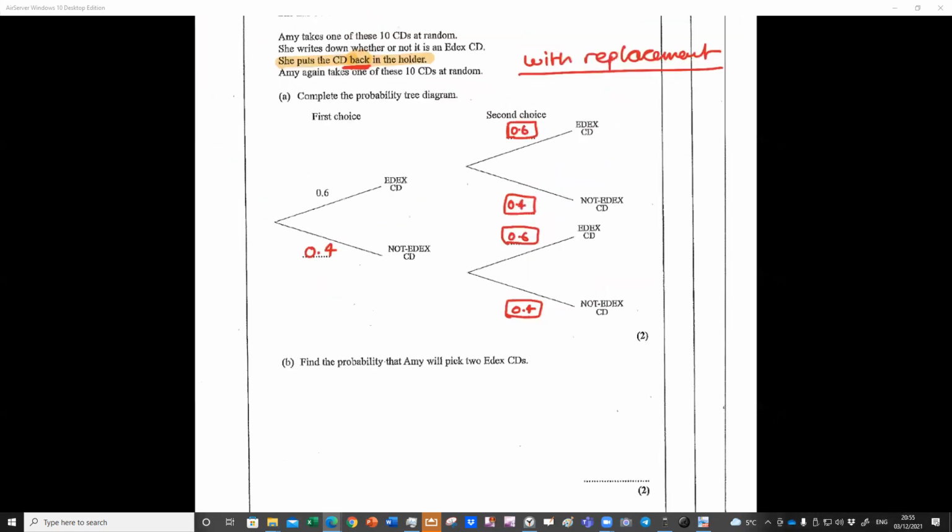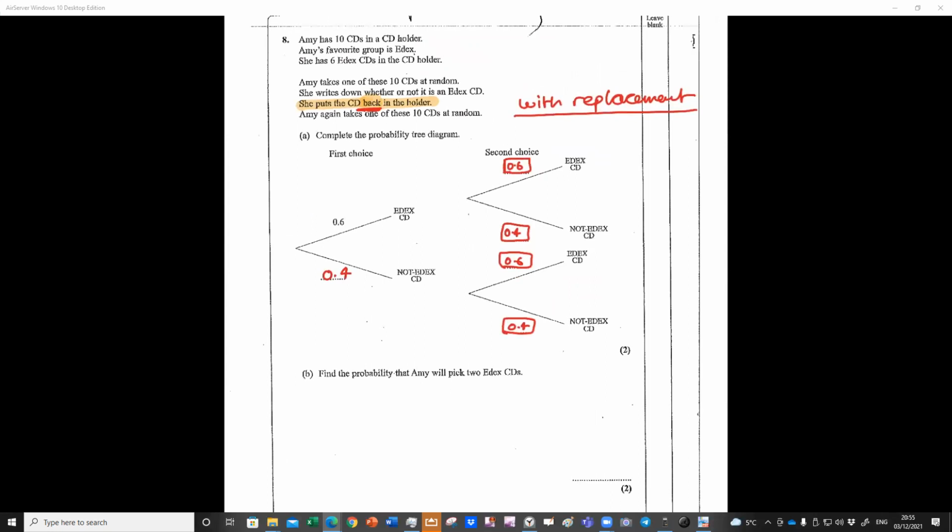Read question B for me, please. Find the probability that Ami will pick 2 edX CDs. So let's have a look. Let's get ourselves a highlighter. She's got to pick the first one, and then she's got to pick the second one. So it'll be the probability of edX and the probability of edX. When they're saying pick 2, what's invisible in the 2? It's an and. There's an invisible and implied, because it means the first one and the second one.